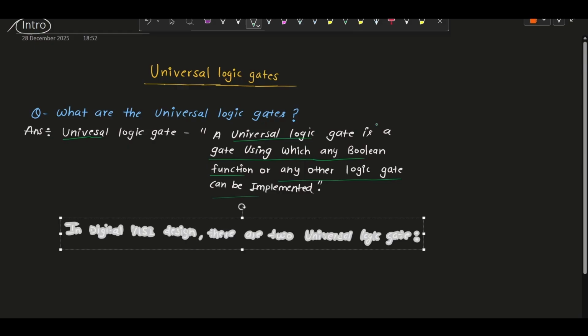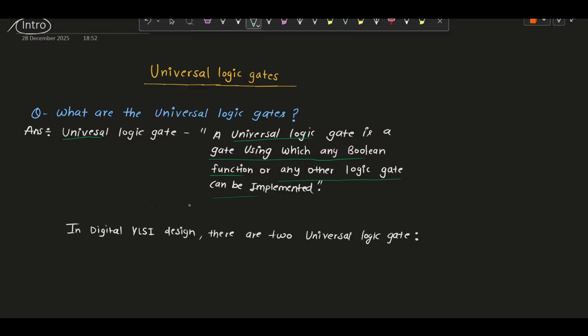So now let's see what the universal logic gates are. In digital VLSI design, there are two universal logic gates. First is the NAND universal logic gate, and the second one is the NOR universal logic gate.